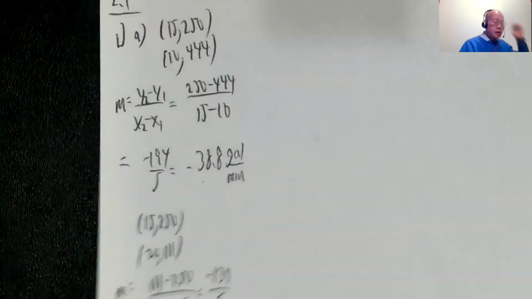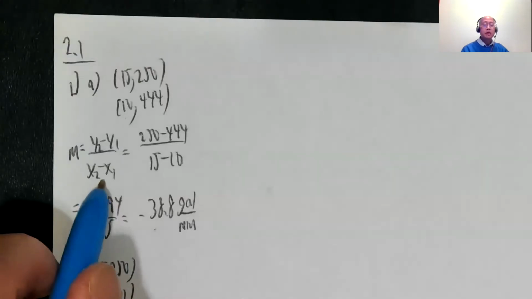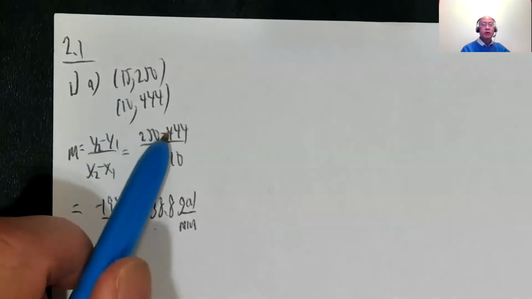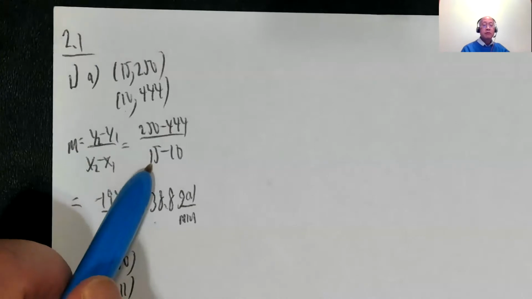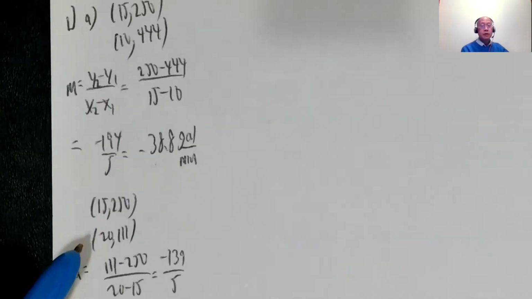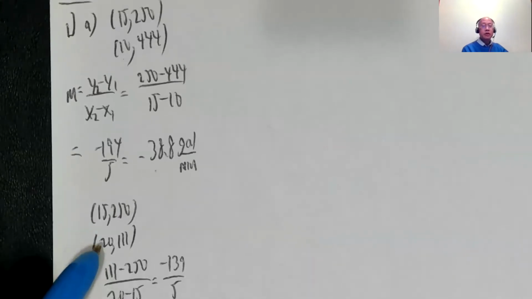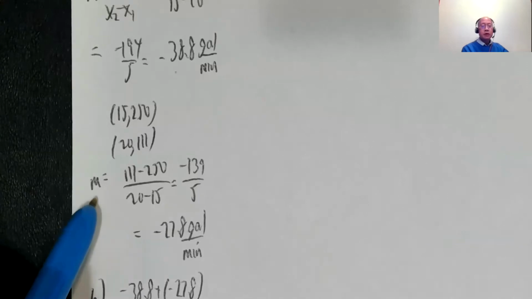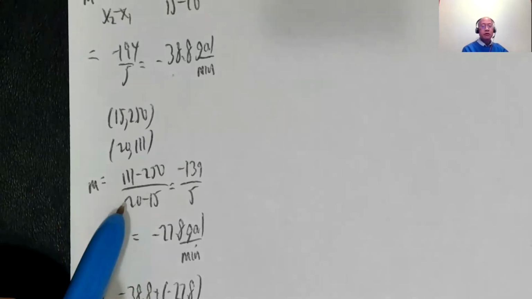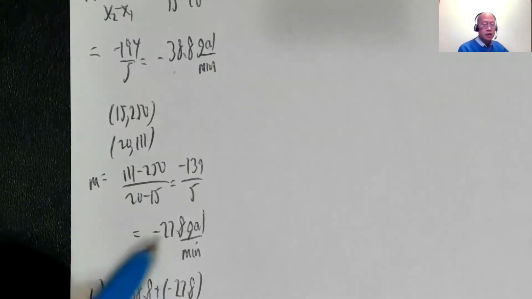So 1A, take the points (15, 250) and (10, 444), figure out the slope, y2 minus y1 divided by x2 minus x1: 250 minus 444 divided by 15 minus 10 comes out to be negative 38.8 gallons per minute. If I take (15, 250) and (20, 111), the slope is 111 minus 250 over 20 minus 15, which comes out to be negative 27.8 gallons per minute.